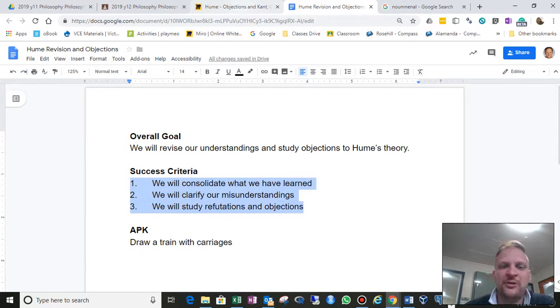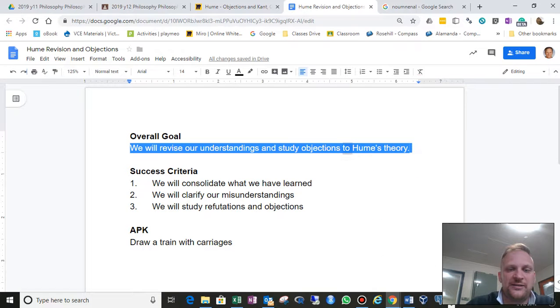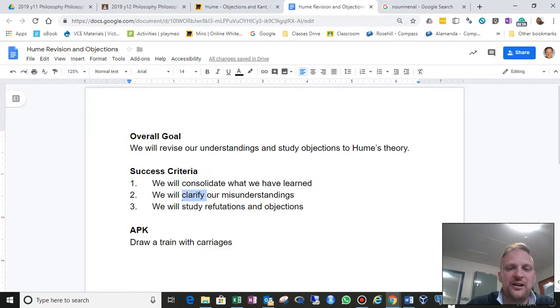So what are we going to do today? Well, we're going to revise our understandings of Hume, and then we're going to study objections that have been brought up with regards to Hume's theory. And in particular, not an objection, but a way out provided by Kant. We will consolidate what we've learned, we're going to clarify our misunderstandings, and we're going to study refutations and objections.